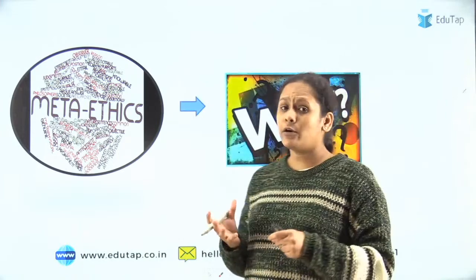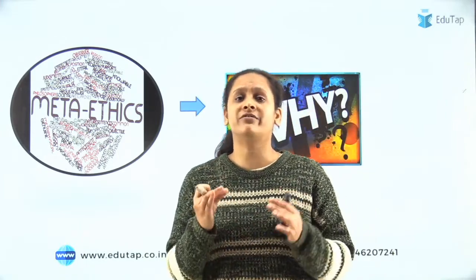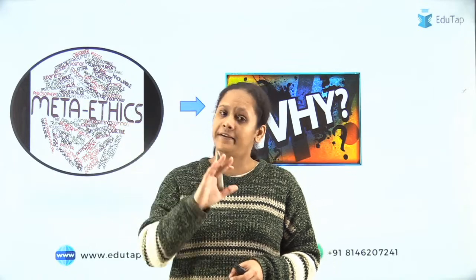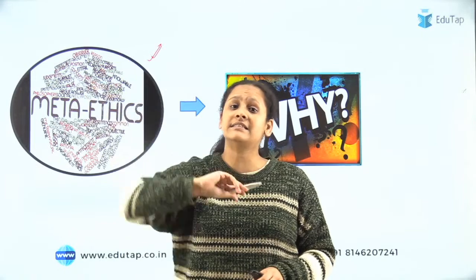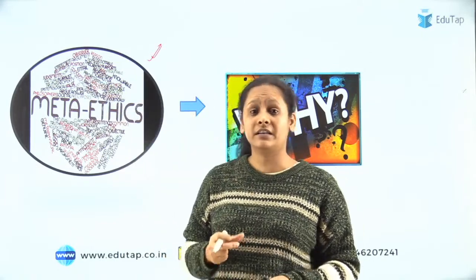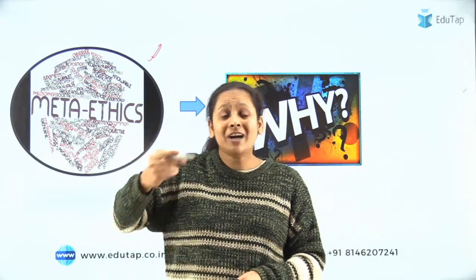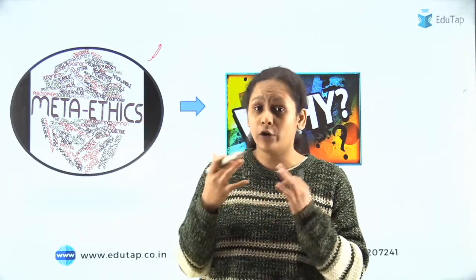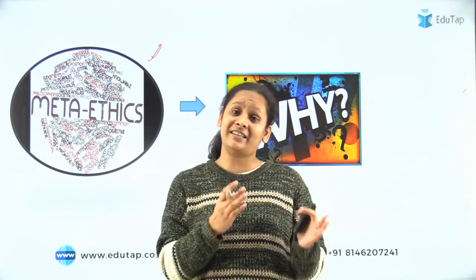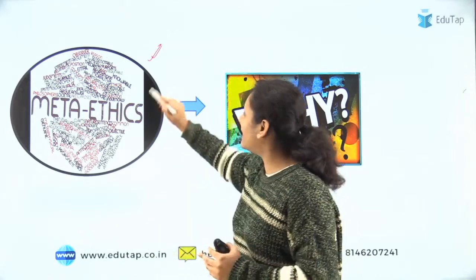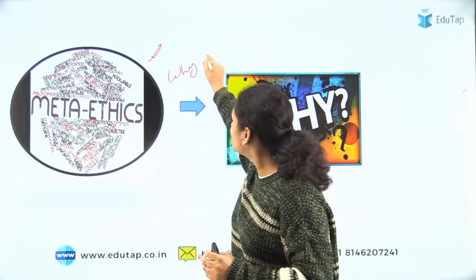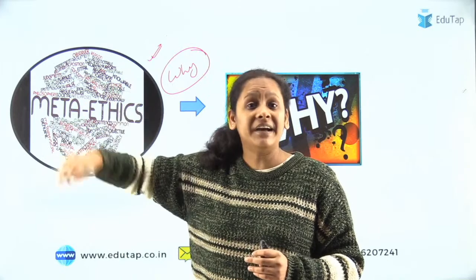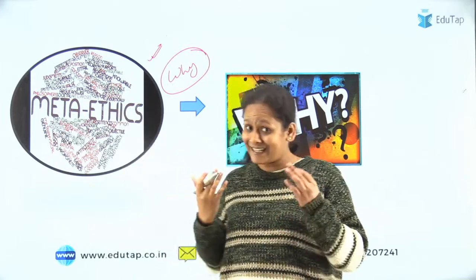See, as I said, what is ethics? It helps you to differentiate between what is good and what is bad. But what happens in meta ethics is that it tells you the reason why an action is unethical. So what is happening here? Beyond telling what is good or bad, or whether an action is ethical or unethical, meta ethics is going to tell you why an action is termed as ethical and why an action is termed as unethical.